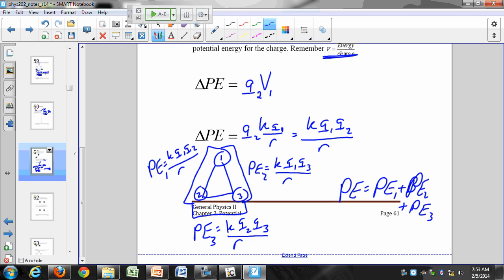Right, so just like you did before with potential, you keep the sign of the charge. So if you have a negative charge, it's going to cause a negative potential energy. All right? Which means they're not going to fly apart, they're going to fly together. Okay?